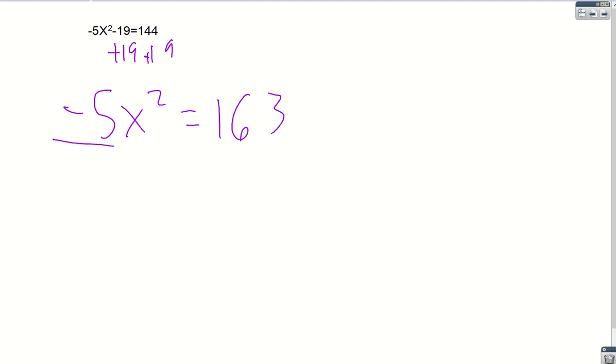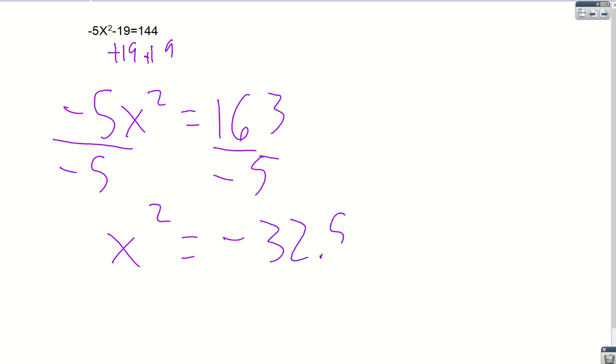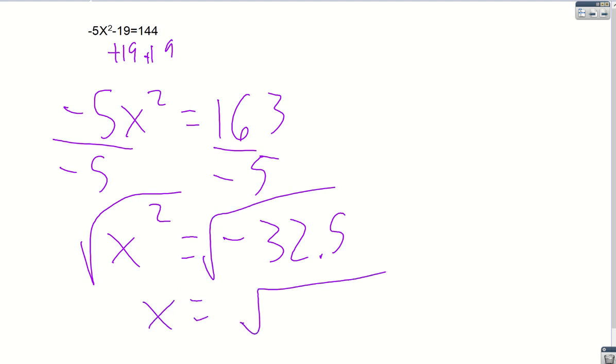Alright, for our next example, I'm going to add 19 to both sides. Then I'm left with negative 5x squared is equal to 163. I'm going to divide both sides by negative 5, and then I get x squared is equal to negative 32.5. Then I'm going to square root both sides. I get x is equal to, and I'm going to stop right here because now I have a negative number inside a square root, and I'm going to say no solution.